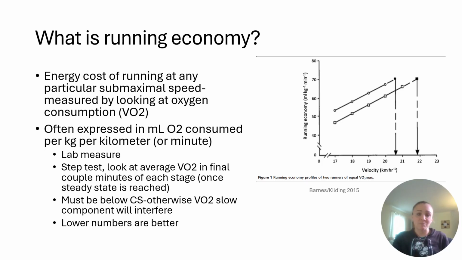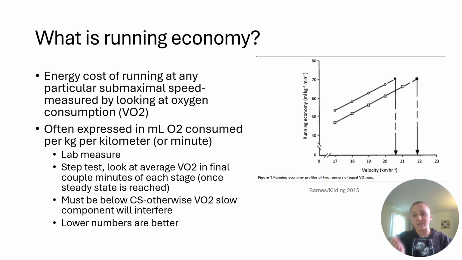It's done by performing a step test. Someone will run at a certain speed for 5-6 minutes or longer, and you'll look at the average VO2 in the final couple of minutes of each stage. As the speed is increased, there'll be a little bit of a lag while the VO2 fast component catches up to the energy demands. Once that steady state is reached, you can take the VO2 and figure out the run economy at that speed. The speeds have to be kept below critical speed. Otherwise, as we know, the VO2 won't stabilize, and the measures won't stabilize in order to get a clear read.